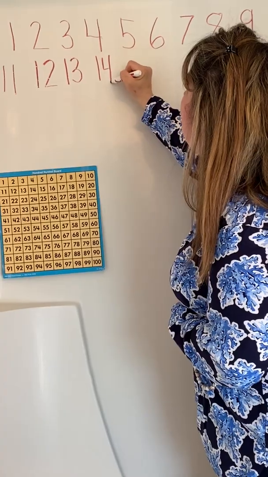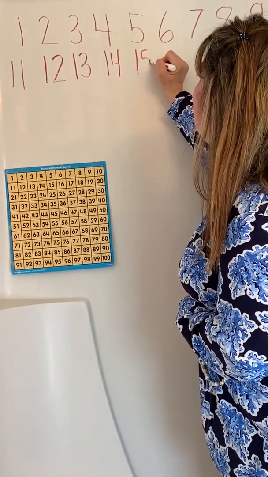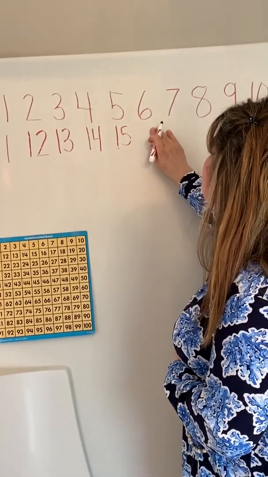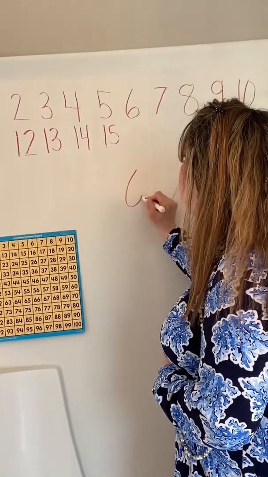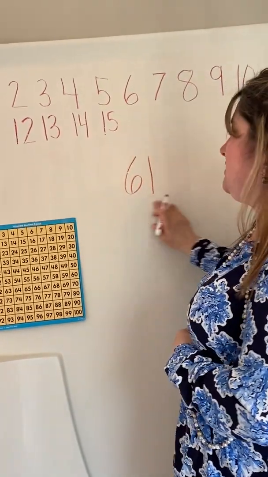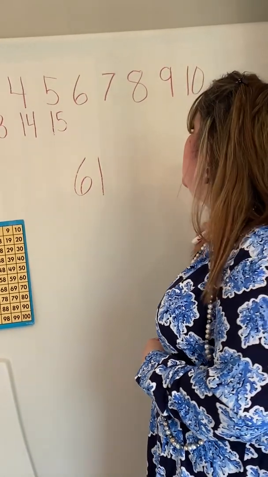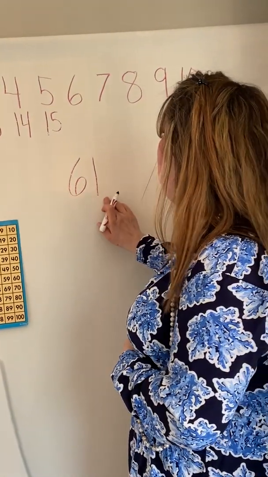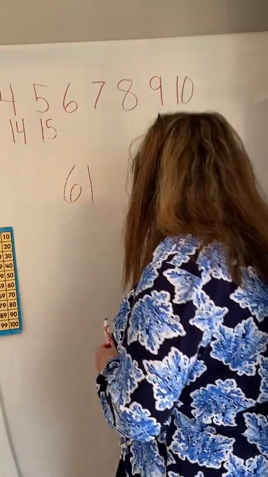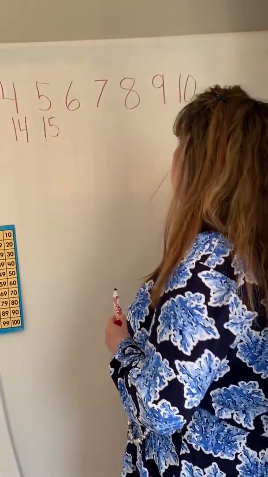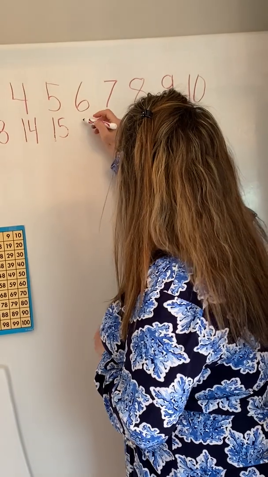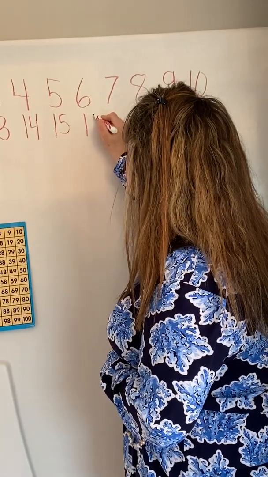1 and a 4. 1 and a 5. 16, let's do it. Is that 16, boys and girls? No, that's 61. Numbers, especially writing them, after we do our to 10, it gets tricky.